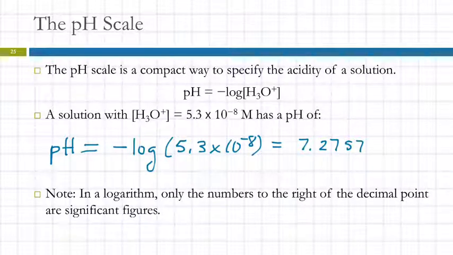Okay, so significant figures with logarithms. With logarithms, only the numbers to the right of the decimal point are significant figures. So the 7 is not a significant figure. Just the digits to the right are. So if our starting number, 5.3, has 2 sig figs, then I'm going to take this to the second decimal place, and it's going to be 7.28. And there's no unit or anything. That's just the pH is 7.28.